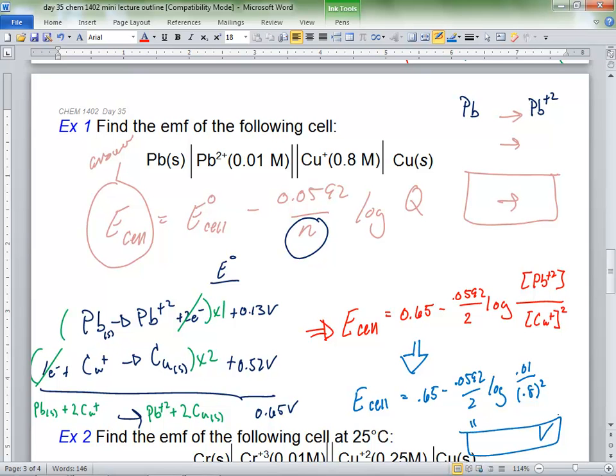So I take 0.01 divided by 0.8 squared, hit equals, then log, then times 0.0592, and that's negative, divide by 2, hit equals, and then plus 0.65. About 0.703 volts. About 0.7 volts. Somewhere around there. Depends how much rounding you did.